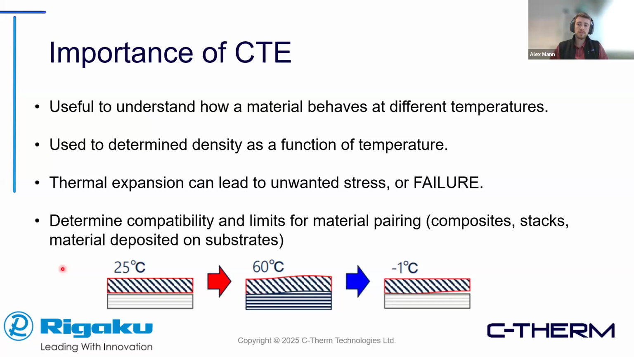So, the importance of CTE. Firstly, it's always good to know how your material behaves at different temperatures. Some applications require materials to have a constant performance over a wide range of temperatures. It also allows us to determine the density as a function of temperature, and density is very important in many models, formulas, etc. Also, thermal expansion can lead to unwanted stress or even failure in some scenarios. And it also determines compatibility and the limits for material pairings, such as composites, stacks, and substrates. As we see here at the bottom, we've got a nice little graph which can show warping and/or delamination when you have two different materials that are heated up or cooled.